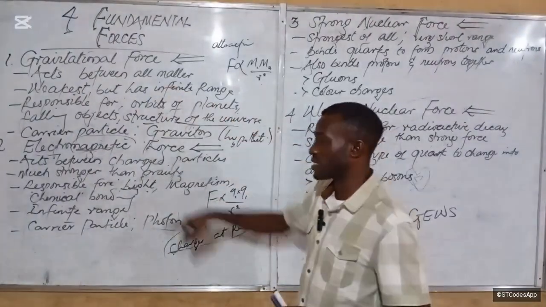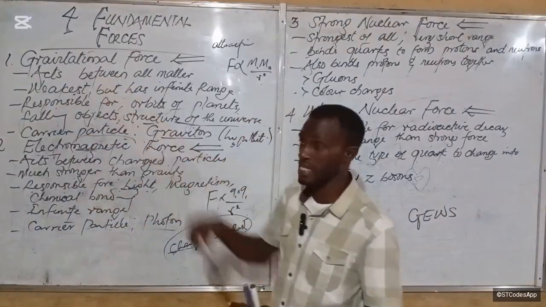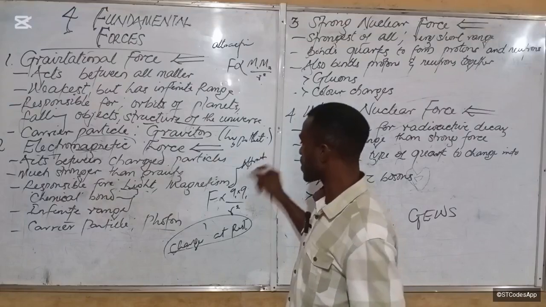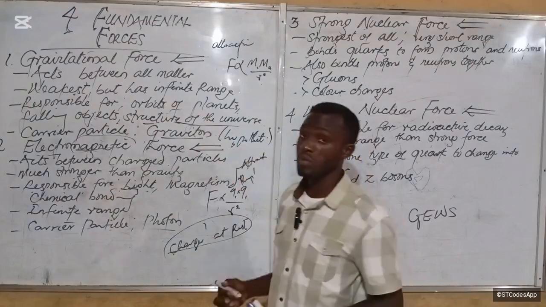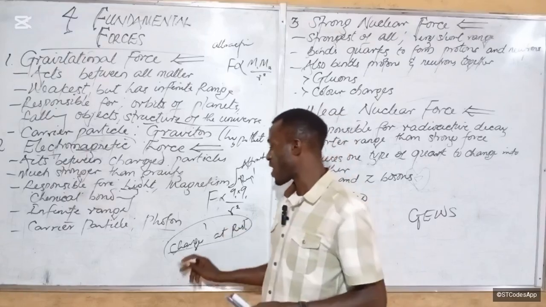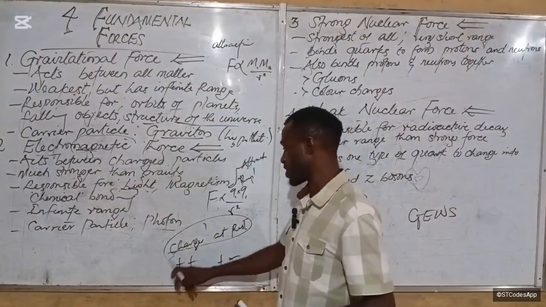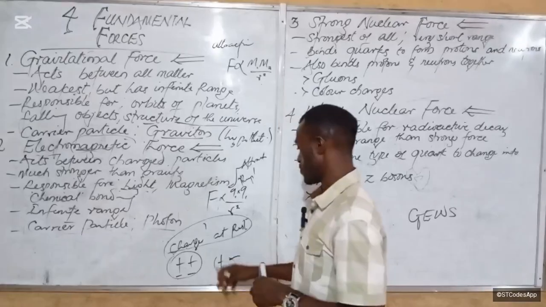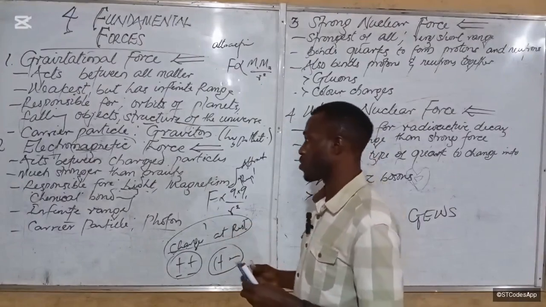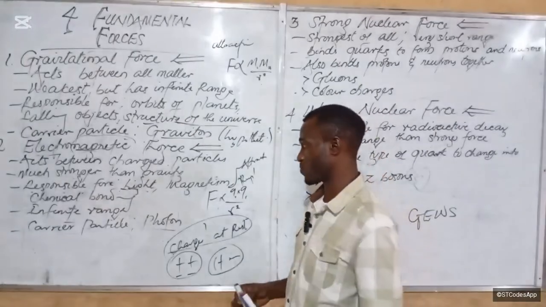Now, the difference between this and this is not just in the strength, because this is much stronger than this, but also that this one can be both attractive and repulsive, while this one can only be attractive. Is that clear? This one can be attractive or repulsive depending on whether we have like charges or unlike charges. If we have like charges, we're going to have what? A repulsion. And if we have unlike charges, we're going to have what? An attraction. So it is much stronger than the force of gravity. Yes, very, very much stronger than the force of gravity.